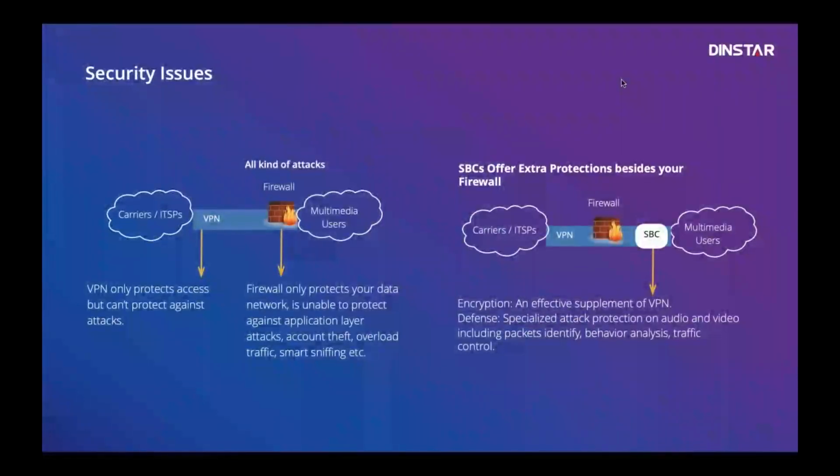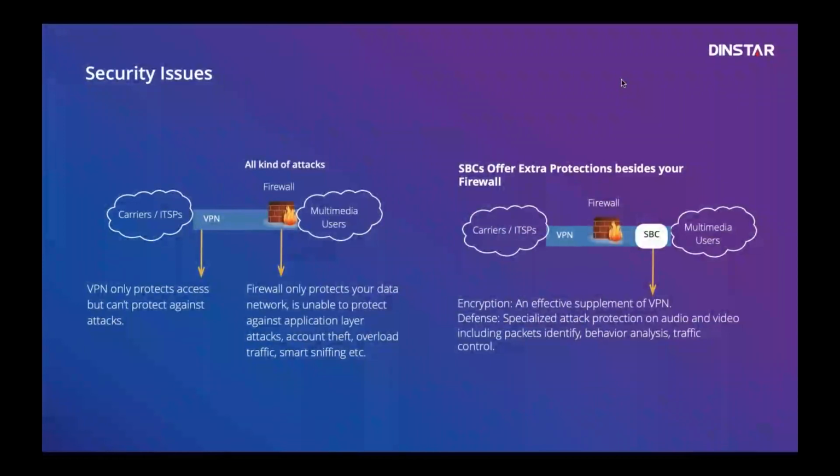There are many features like access control list, we call it ACL, blacklist, traffic control, malformed packet protection, intrusion detection and intrusion prevention, DDoS attack protection, recognizing and preventing denial of service attacks, topology hiding, TLS encryption, SRTP encryption, which the data firewall cannot process. So there are tons of security features on SBCs.